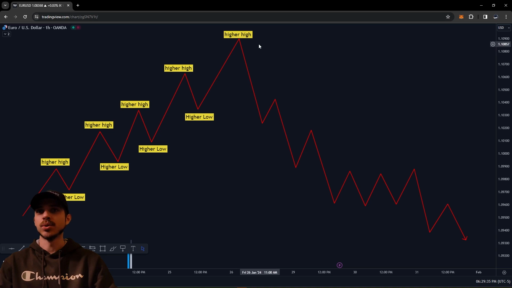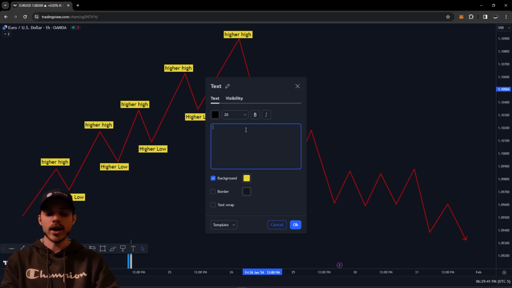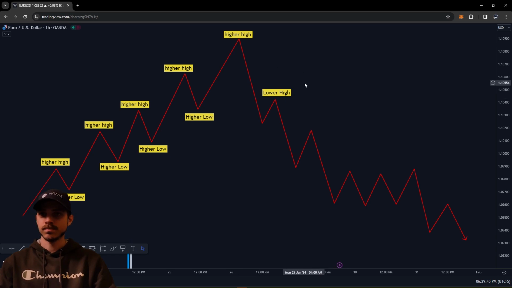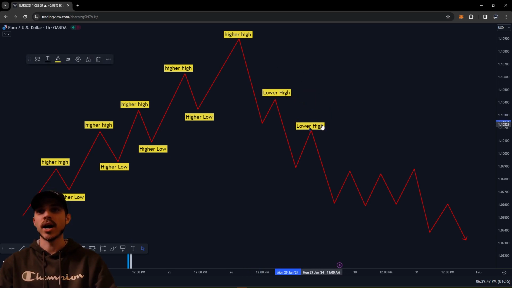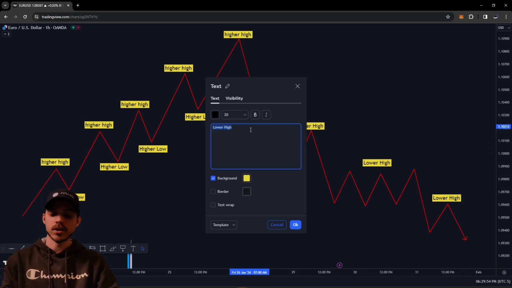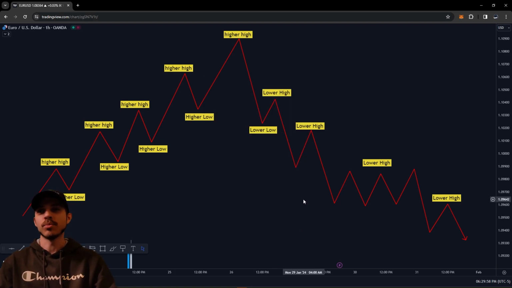Now once we get into a downtrend, all of these highs and lows have a similar name but are slightly different. So now we have lower highs when we are in a downtrend because each high is lower than the previous one. And each low has its own name as well. They are considered lower lows because each low is lower than the previous low. Pretty easy to follow, right?